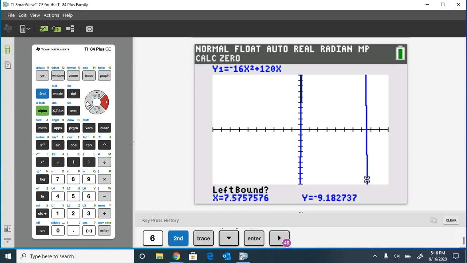So let's go back once because we've got to be at the left side of it. And we'll click it again and be at the right side. And then it says guess. Just click enter again, and there you go. It tells you that our x equals 7.5. So at 7.5 seconds, we will hit the ground again.